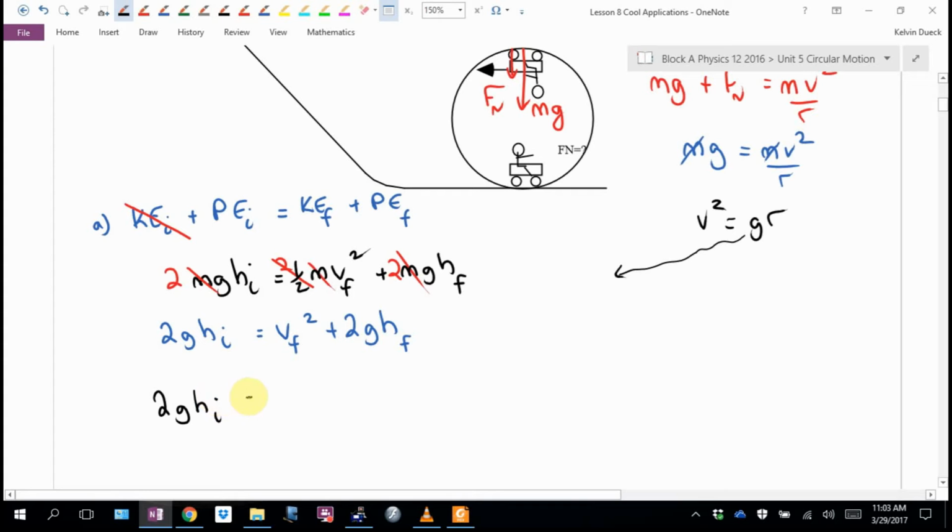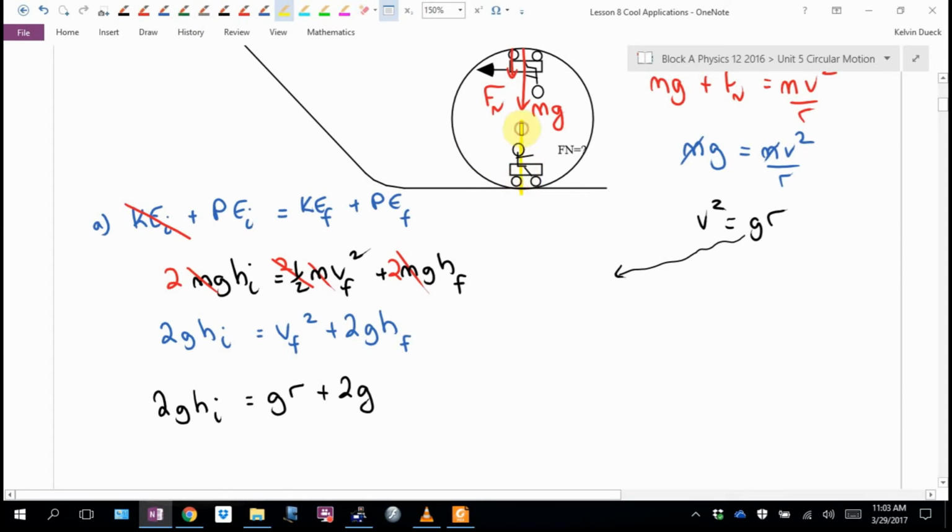2G initial equals GR plus 2G, and pause. I'm not going to write H final. Ready? Look at my diagram. What do I call that distance right there? R. So you ready?